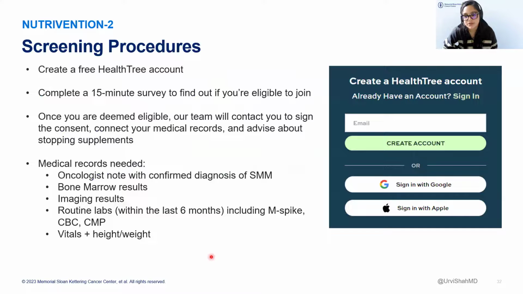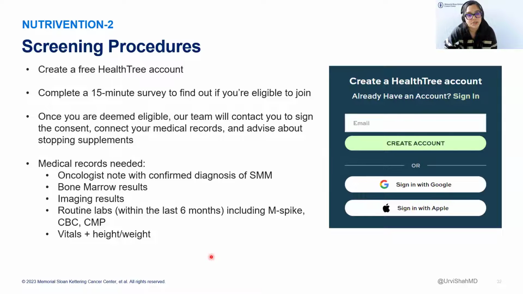So for the screening visit, as Jenny mentioned, you'll create a HealthTree account. You will complete a 15-minute survey to find out if you're eligible. And then once you're deemed eligible, you can share your records in CureHub. If you're unsure, you can still share your records in CureHub. These are the medical records needed to determine your eligibility.